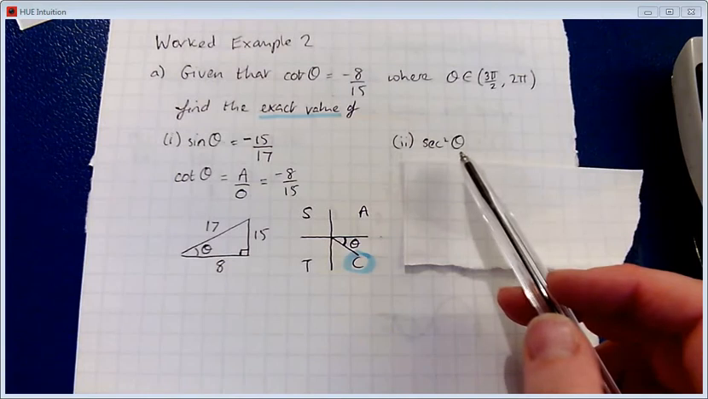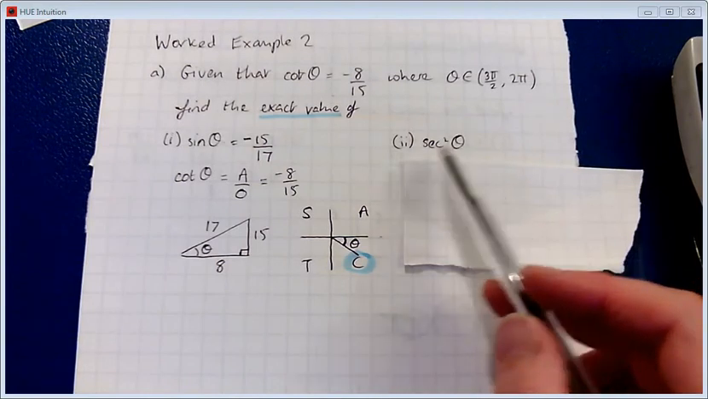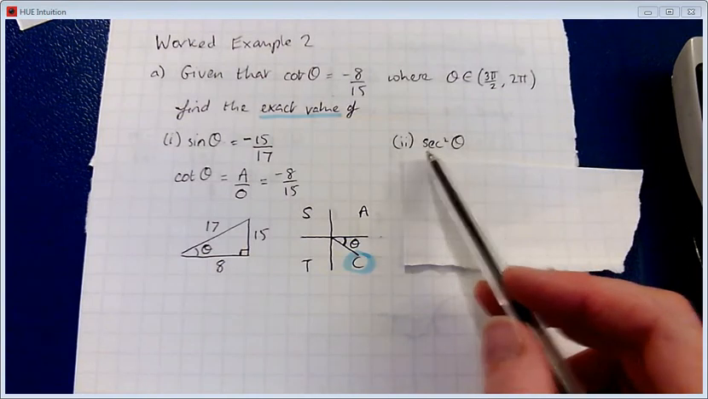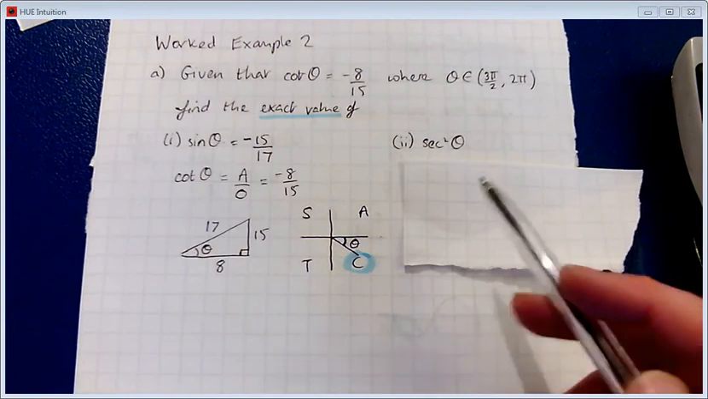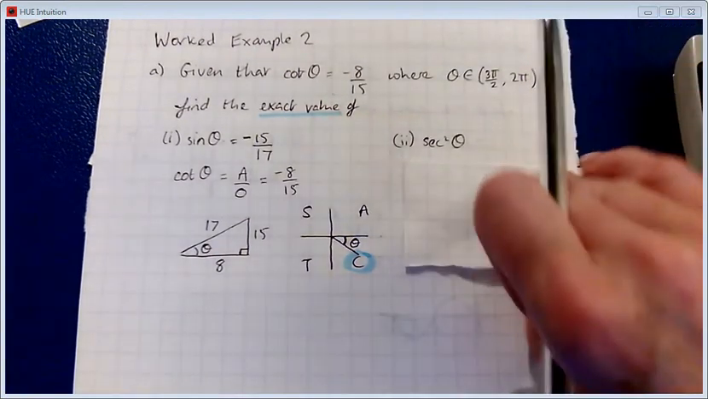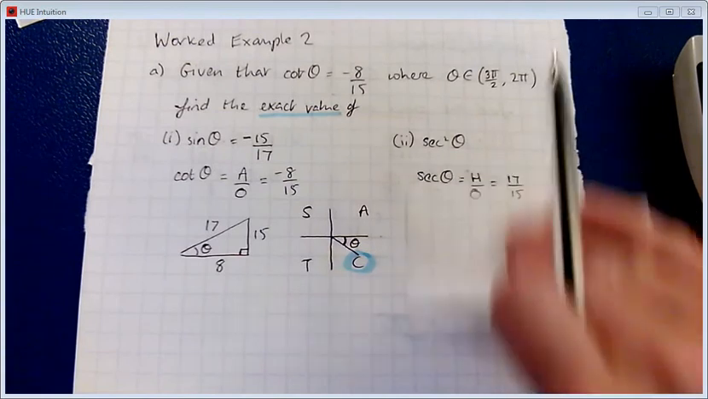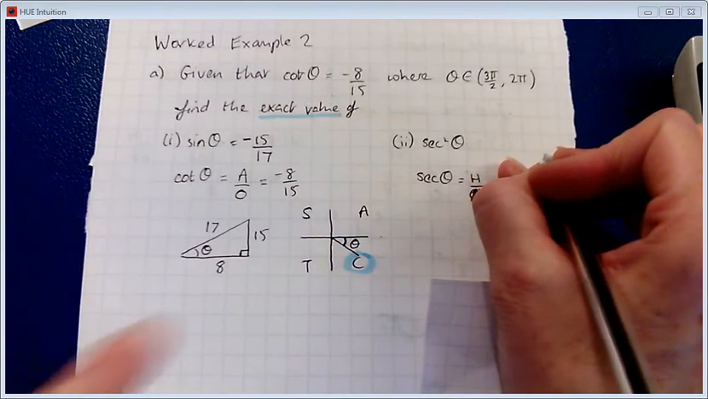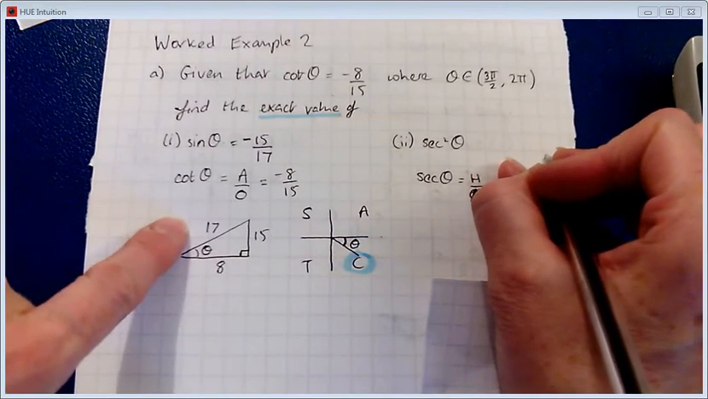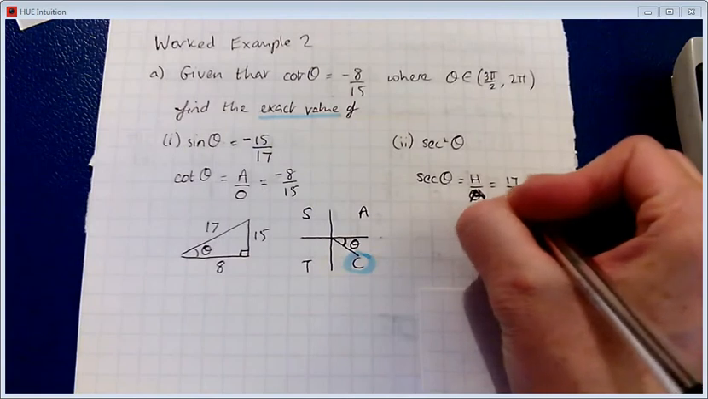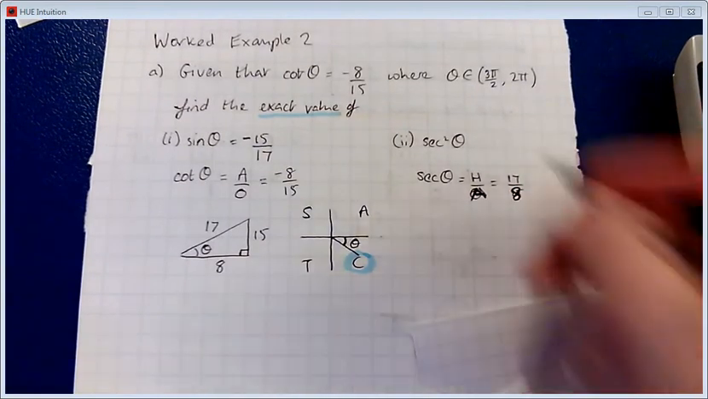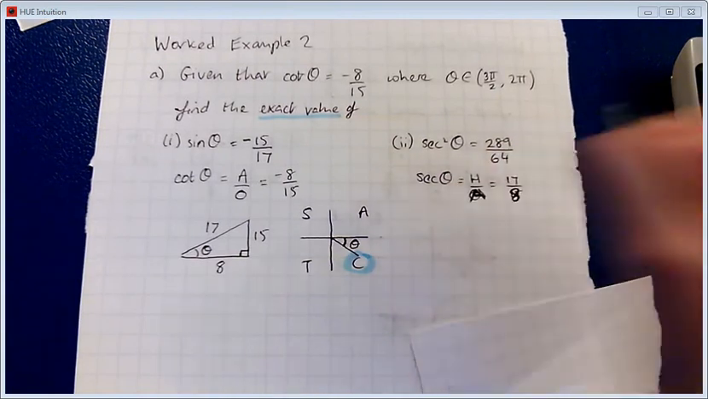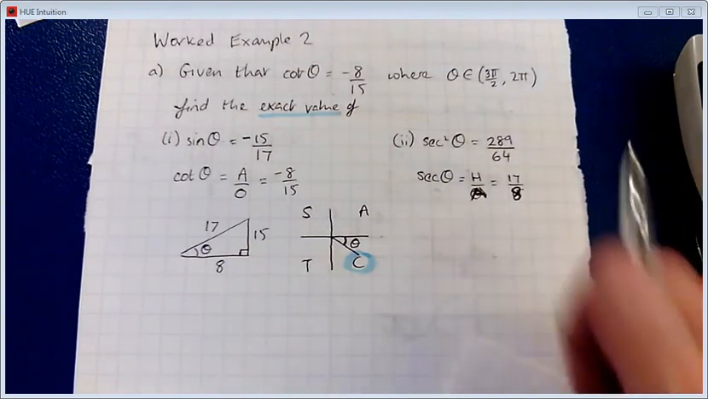For our second part, we want sec squared. Now that's good news. Having a square means that the sign will be positive. We just have to remember that sec is 1/cos. Cos is adjacent over hypotenuse, so sec will be hypotenuse over adjacent. I made a mistake over here. Now looking at our triangle, the adjacent is 8 and the hypotenuse is 17, so we have 17/8. So when we square that, we end up with 289/64. So that ends part A.